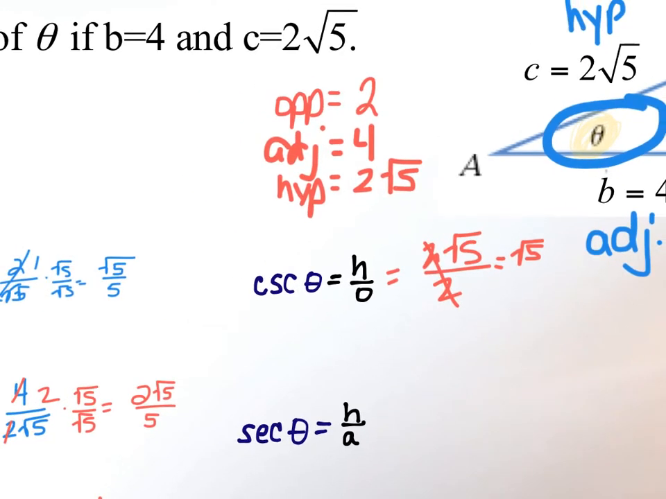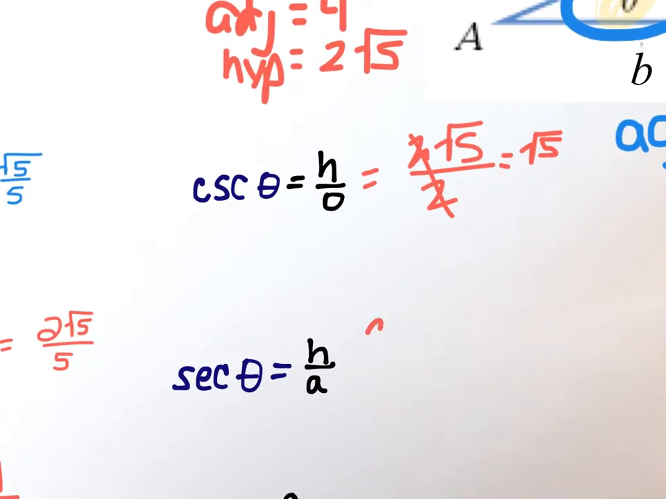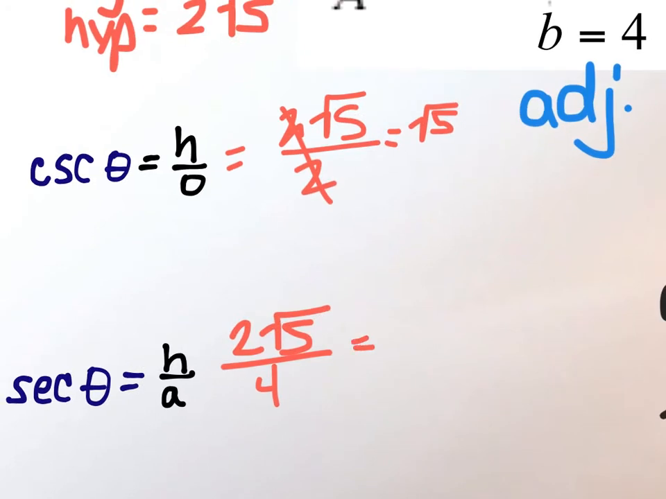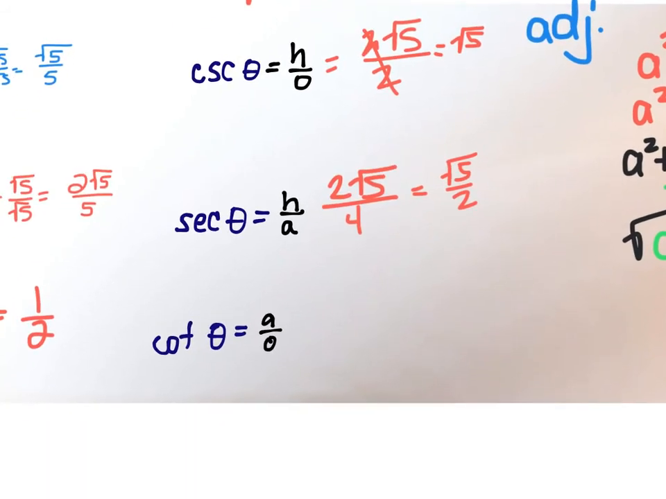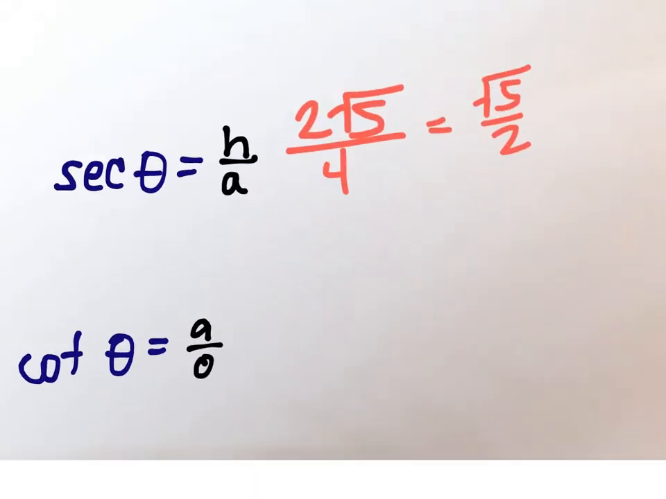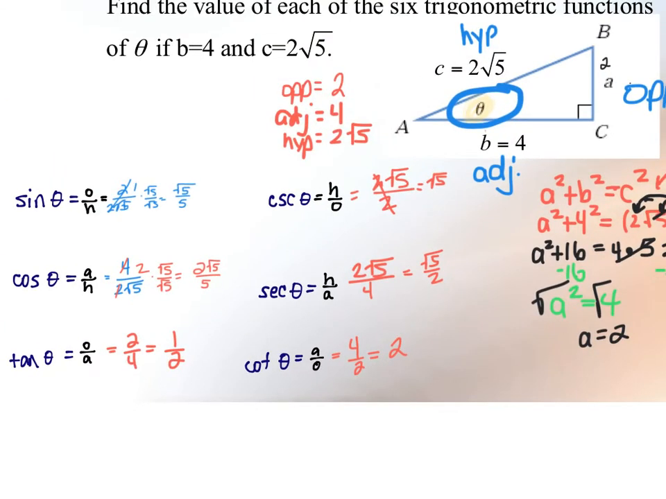Secant, hypotenuse over adjacent. Well, my hypotenuse is 2 root 5 over the adjacent, which is 4. What does this become? Root 5 over 2. Perfect. And then here, cotangent, adjacent over opposite. Well, adjacent is 4 over the opposite, which reduces to 2.